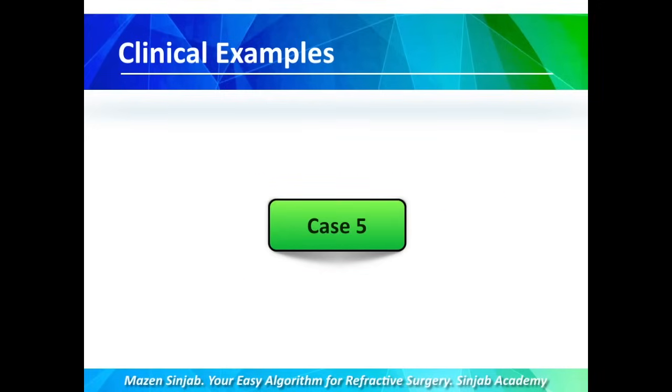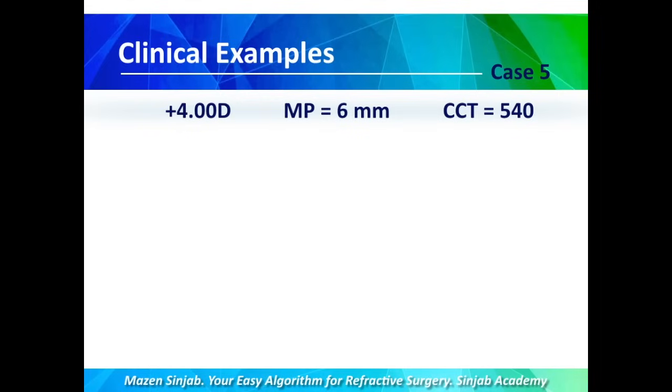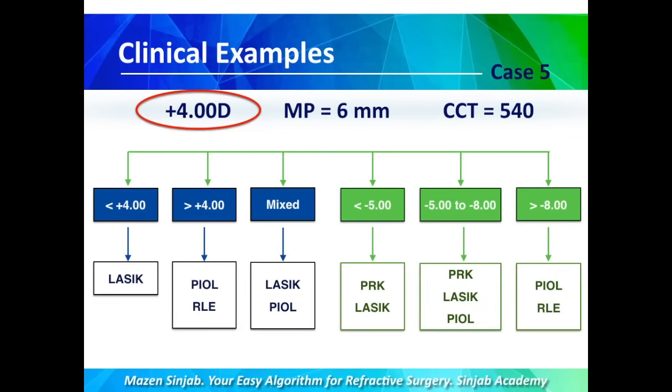Case number 5. A patient has +4 diopters sphere. His mesopic pupil is 6 millimeters, and his pre-op corneal thickness is 540 microns. According to the algorithm, since it is borderline, we can go for LASIK, phakic IOL, or refractive lens exchange, or what we call clear lens extraction.